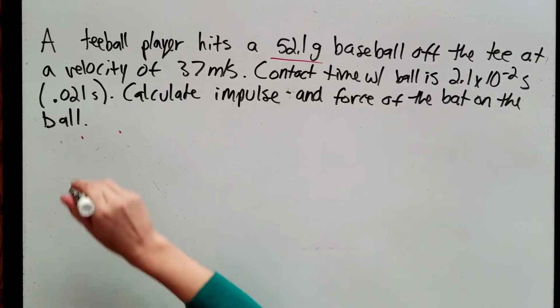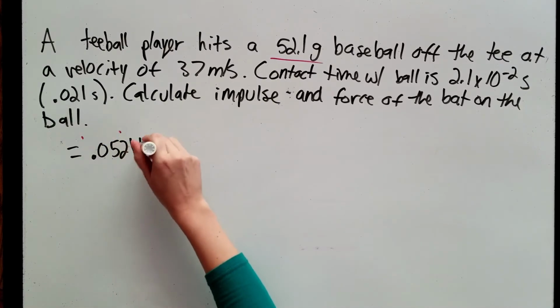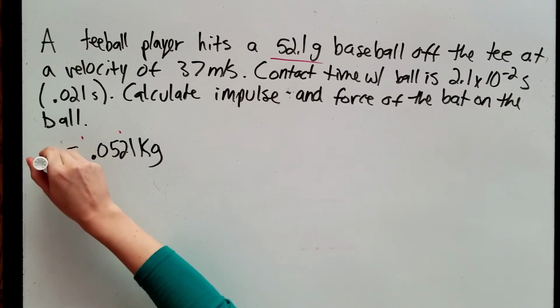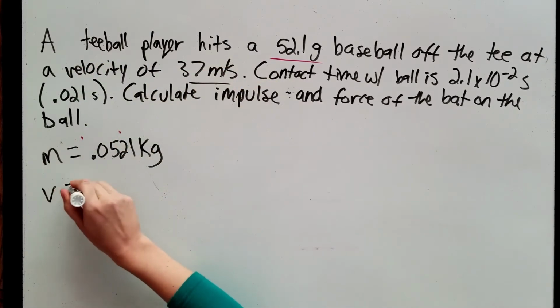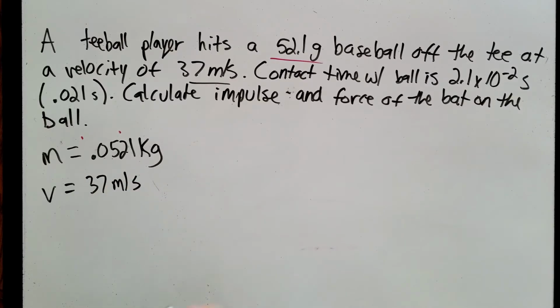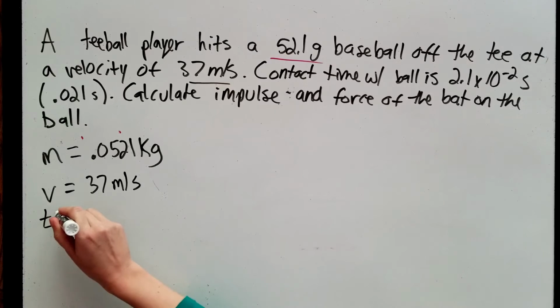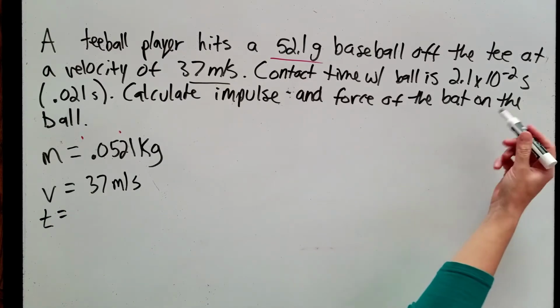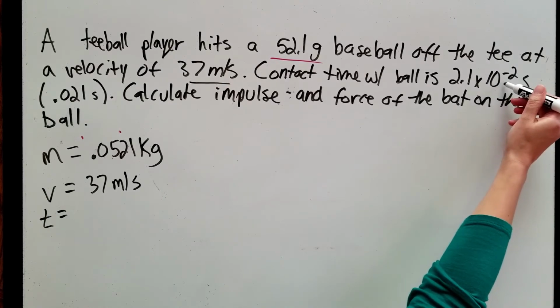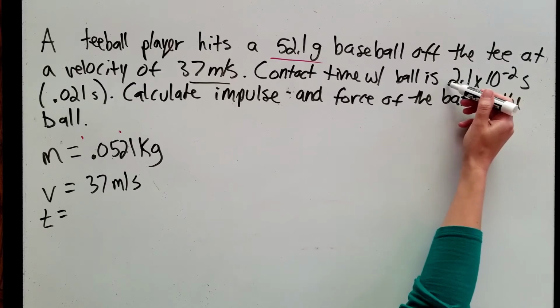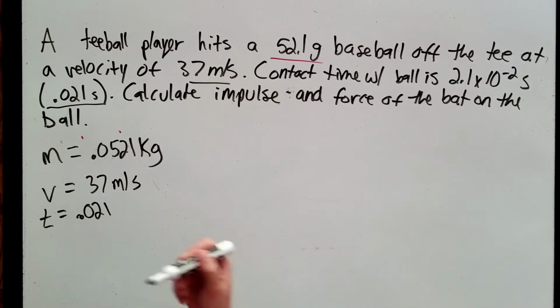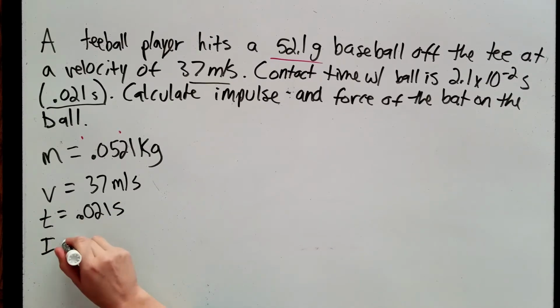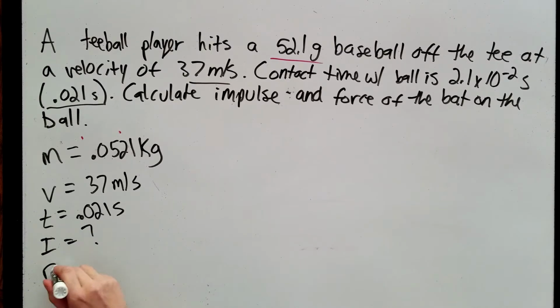So that conversion I just did of 0.0521 kilograms, what variable is that? It's going to be a mass, an M. Next I have velocity of 37 meters per second, so velocity being the letter V. Contact time, so the time, letter T, is 2.1 times 10 to the negative 2 seconds. Okay, so this is in scientific notation. So that negative 2 just means move the decimal point 2 to the left, make the number smaller, and you'll get this number here. So 0.021. You can also enter it in your calculator in scientific, and that'll work just fine as well. Now they want us to calculate the impulse and the force.